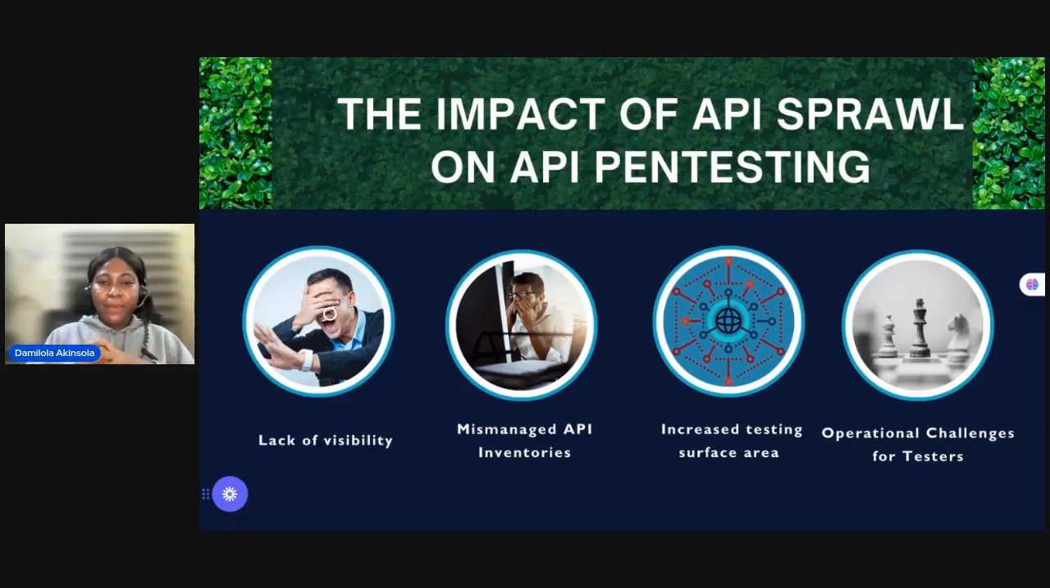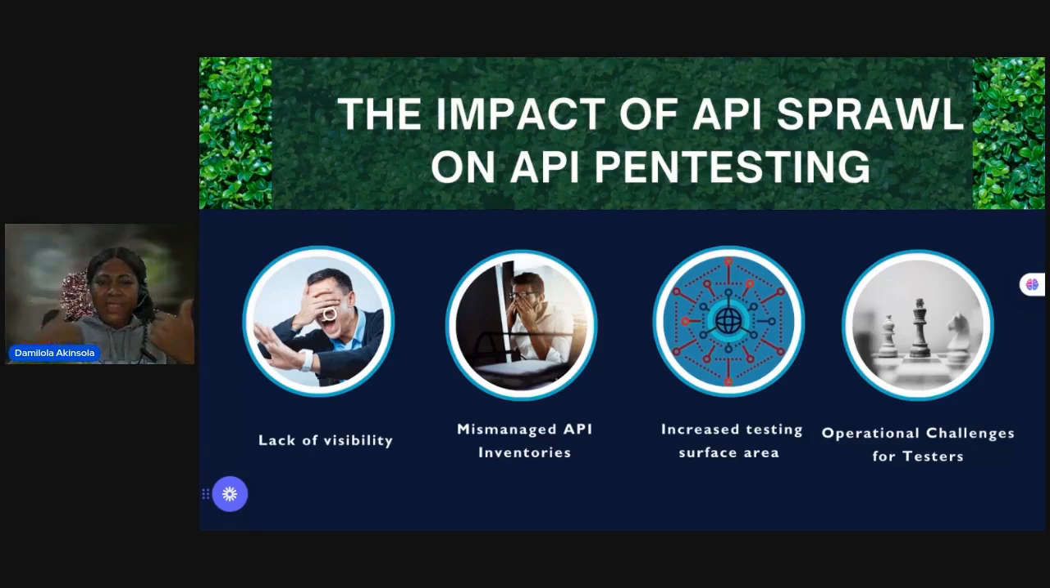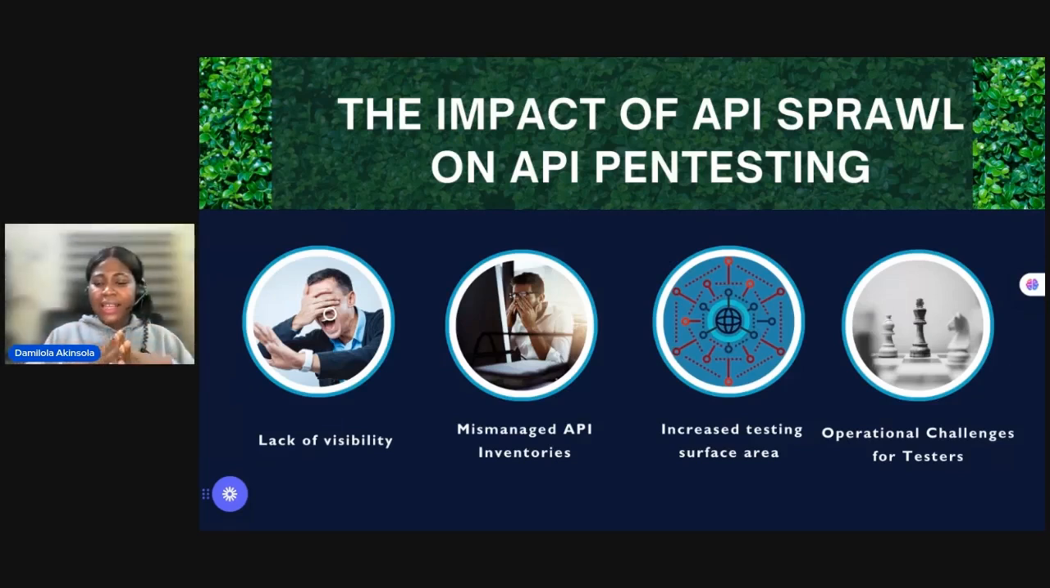That's all the API endpoints they have and everything. And then you go testing, you spend your time testing, testing, testing, only to discover that there are actually hidden endpoints that you had no idea about. So now you have to go back to retest. And it's just so frustrating because those endpoints are not getting the scrutiny that they need, but you're there testing the same endpoint over and over again. So it can be a really big operational challenge for pen testers, dealing with an environment that has API sprawl.